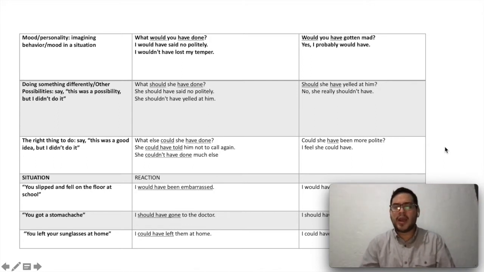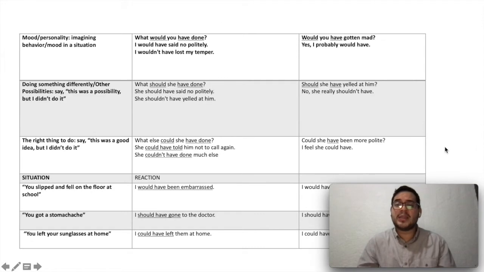Perfect. So I gave you some situations yesterday. The first one, you slipped and fell on the floor at school. A reaction could be, I would have been embarrassed. The second is you got a stomachache. I should have gone to the doctor, because we're talking about the possibilities. So you can use these three instances if they apply to the situation.